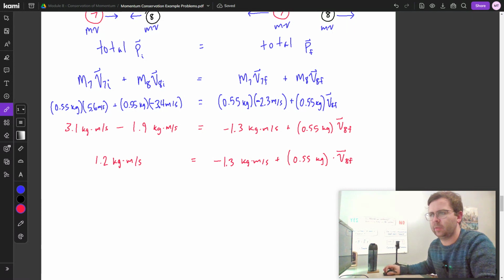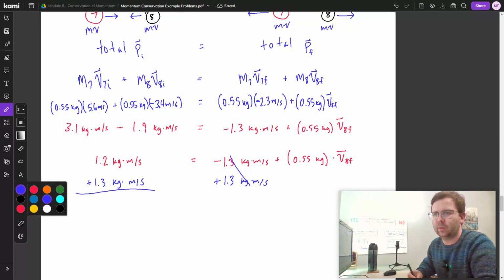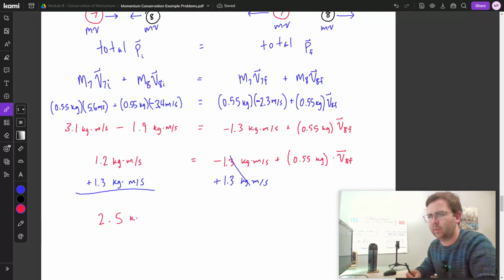Okay, now that we have this negative sign, remember to undo a negative, we're going to add 1.3 on both sides here. 1.3 kilograms times meters per second. So add that to both sides. And again, this is why you have to keep track of that direction, because if you don't have the negative sign there, this is going to be a completely different answer. So 1.3 plus 1.2 is 2.5 kilograms times meters per second. And that is equal to 0.55 kilograms times the velocity of the 8 ball at the end.